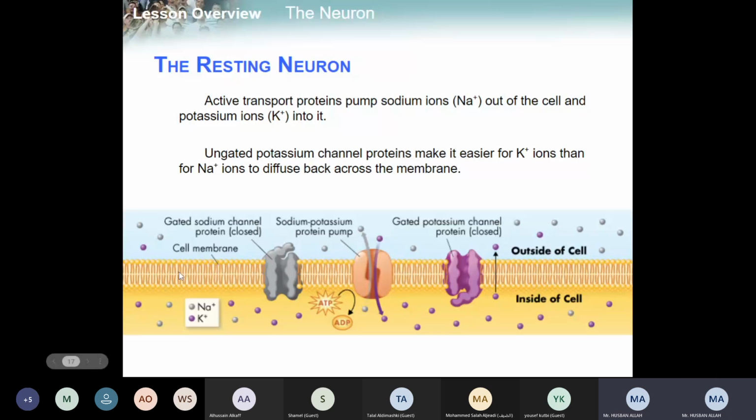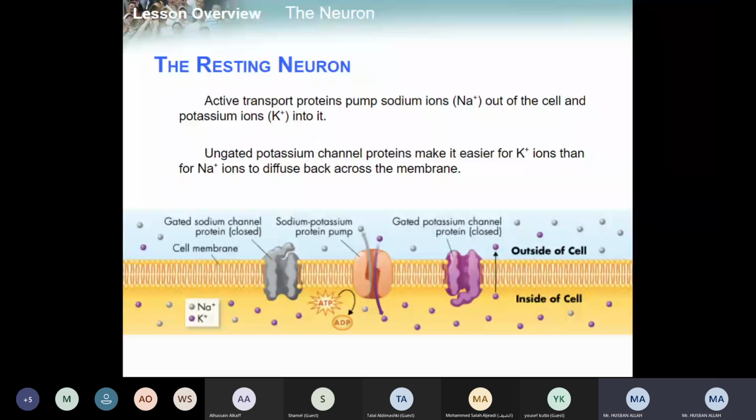As I told you, the cell membrane in the animal cell is always made from what? From a lipid bilayer, right? But besides this, here we have embedded proteins, which we call ion channels. They are made from protein. The first one, the gray one, is a sodium channel. Another one can work for both sodium and potassium, and another one is for potassium separately.